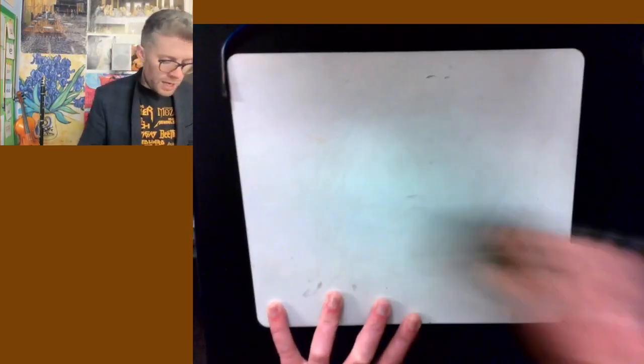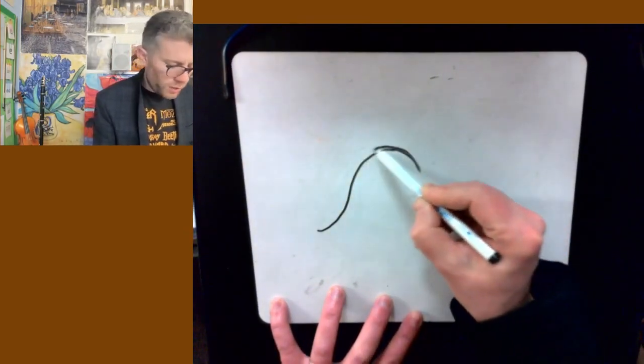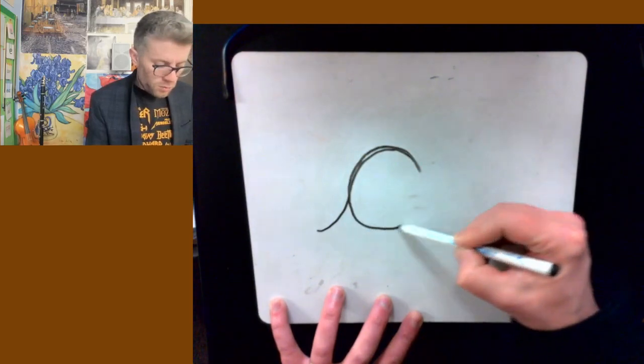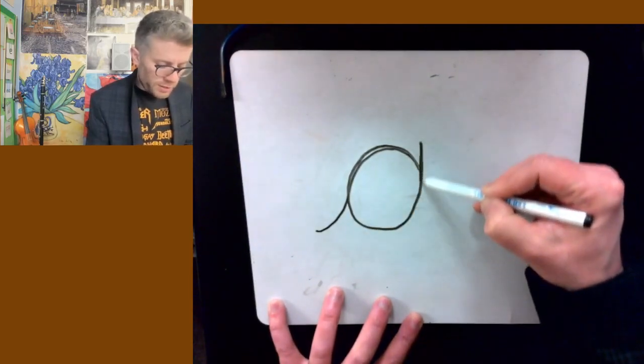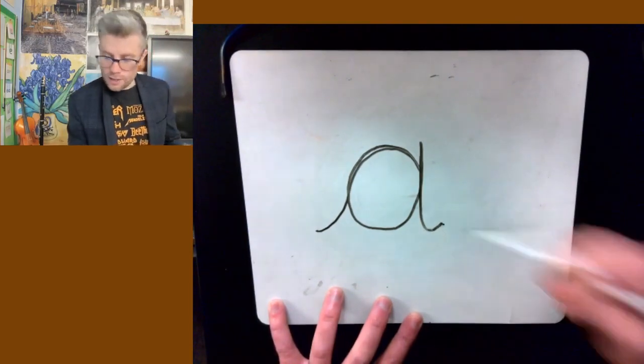How do we do an A? We start at the bottom, we swoop up, we go over to 2 o'clock, we come all the way round as if it is an O, but then we go up a little bit and down. And what do we do at the end of a letter? We get ready for the next letter.